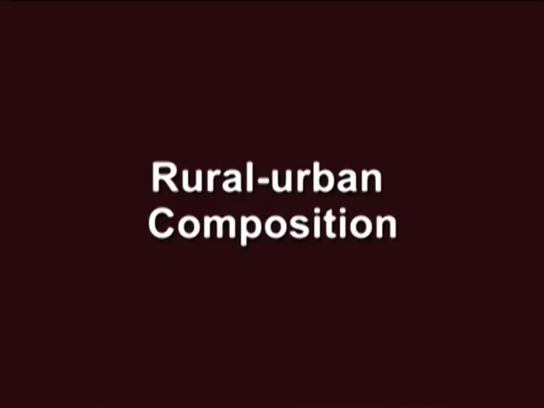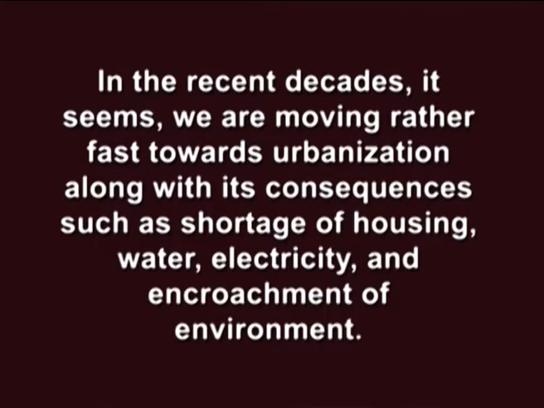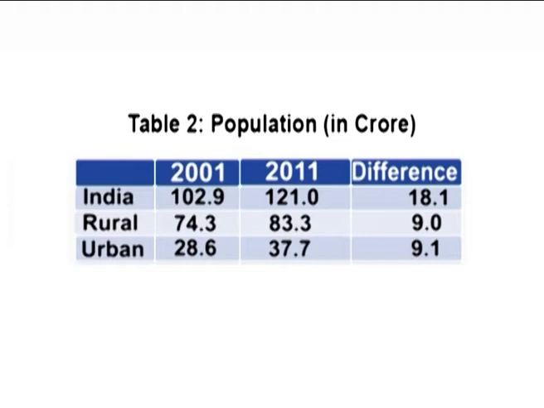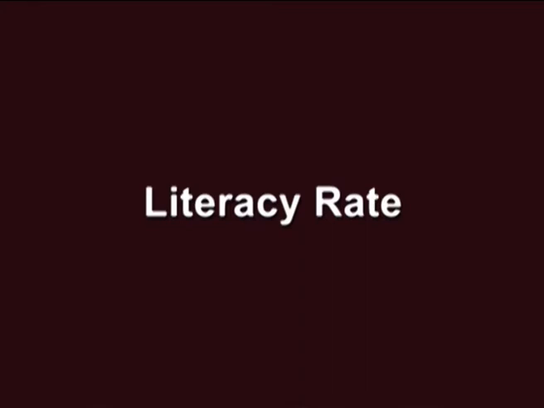Rural-urban composition. India has been a land of farmers and a country of villages. In the recent decades, it seems we are moving rather fast towards urbanization, along with its consequences such as shortage of housing, water, electricity, and encroachment of environment. The table given on the screen shows that the absolute increase in population is more in urban areas than in rural areas.